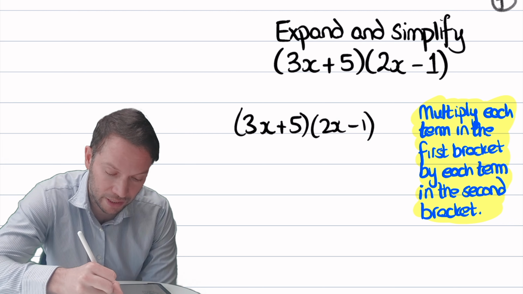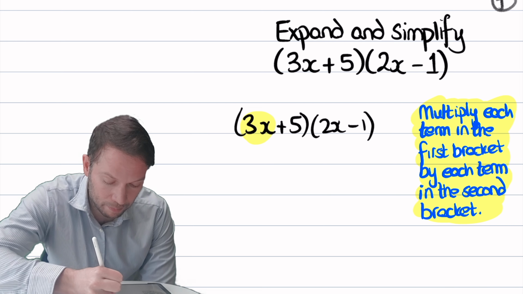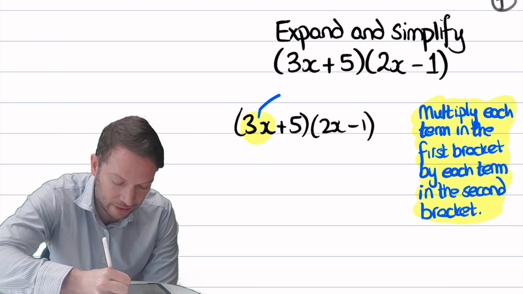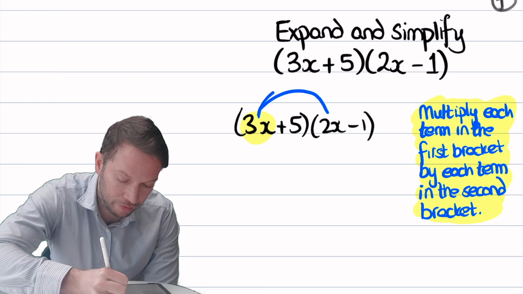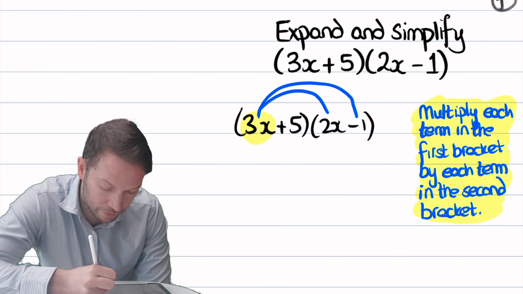So the way I did this in previous videos was I first focused on the first thing in the first bracket. So I focused on this first thing in the first bracket and then multiplied it by each thing in the second bracket. So I added these kind of arcs like this. So the 3x times the 2x and the 3x times the minus 1. So let's do that first.